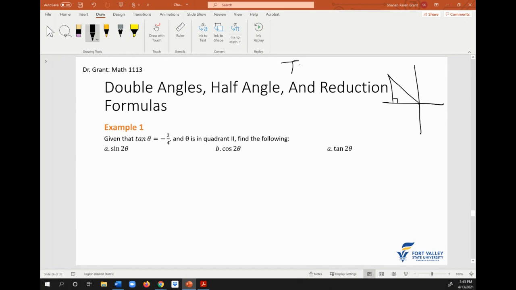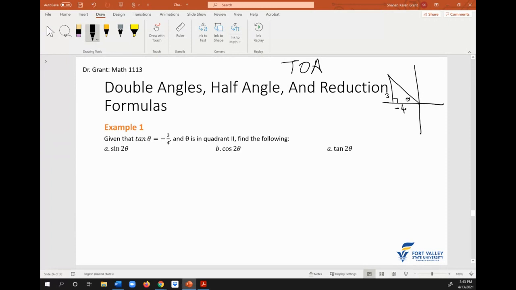Recall that tan is opposite over adjacent. So let theta be here. So opposite over adjacent. Okay, and if we're in the 2nd quadrant, then we know that our x will be negative.